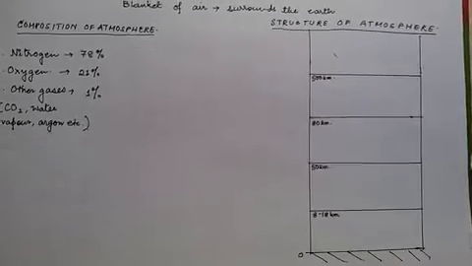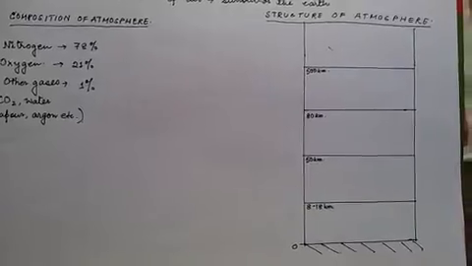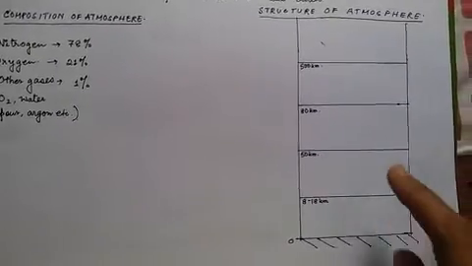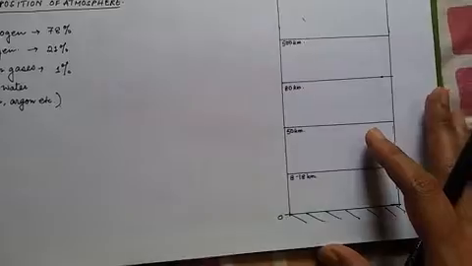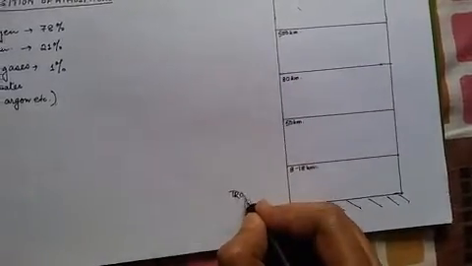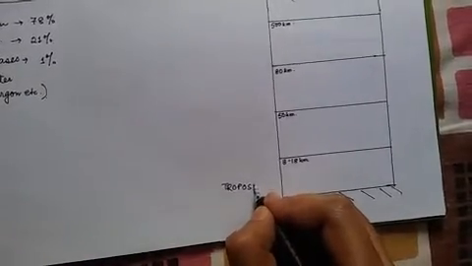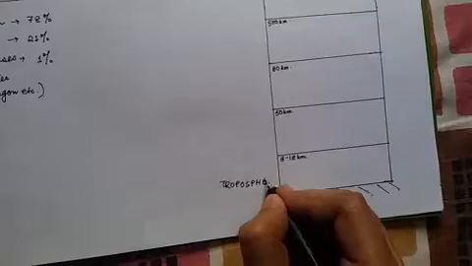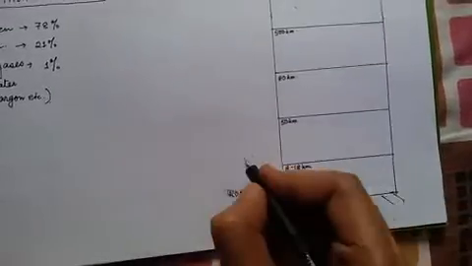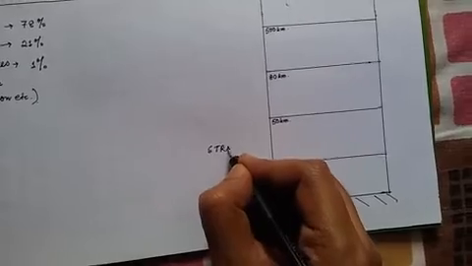Students, today we will learn about the structure of atmosphere. The atmosphere has 5 distinct layers. First one is troposphere. Second one is stratosphere.